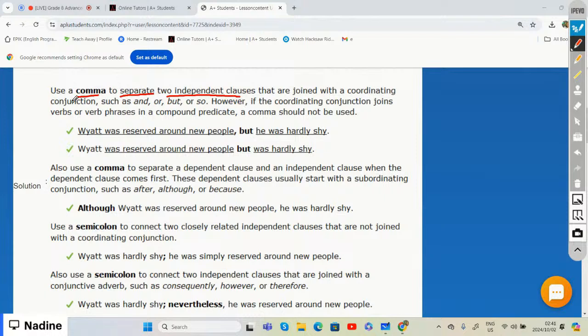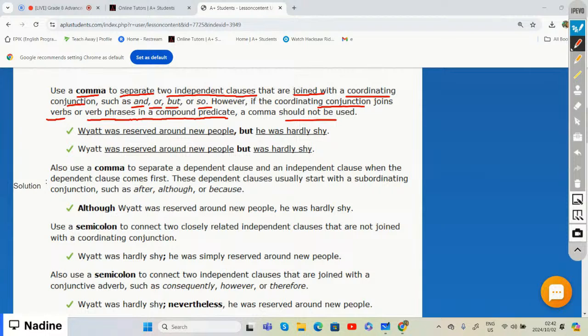All right. So it says we use commas to separate two independent clauses that are joined with a coordinating conjunction. And our coordinating conjunctions are words like and, or, but, so. However, if the coordinating conjunction joins verbs or verb phrases within a compound predicate, a comma should not be used.